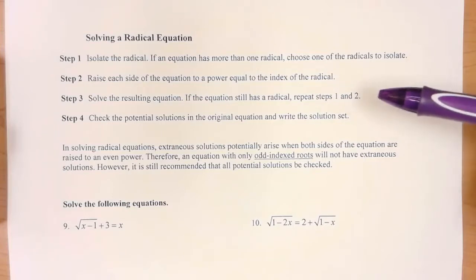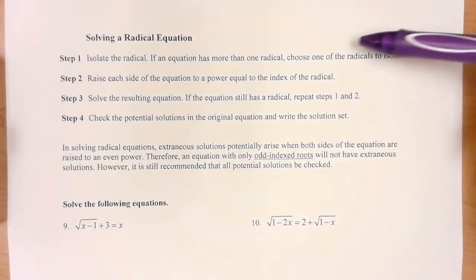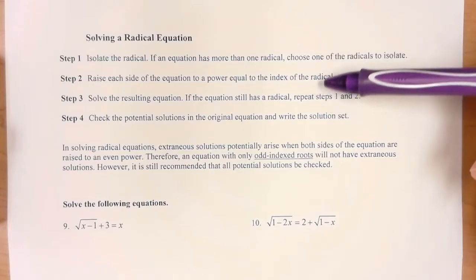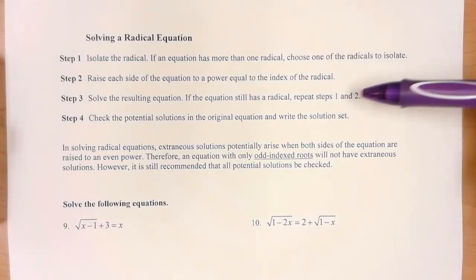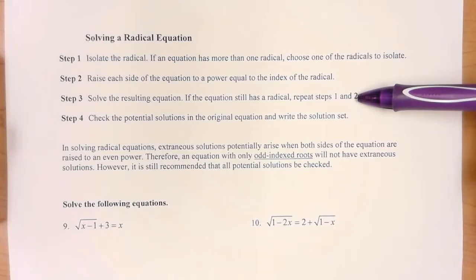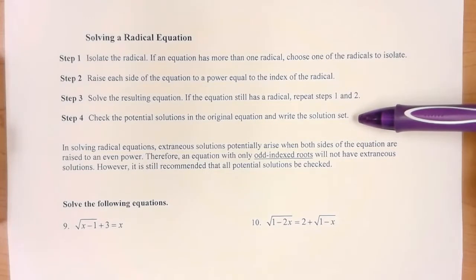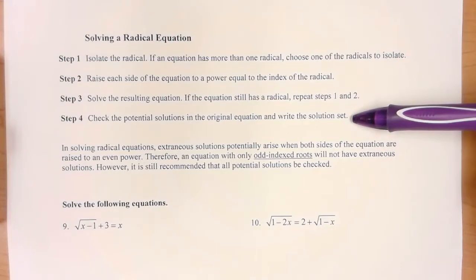Third, solve the resulting equation. If the equation still has a radical, we've got to go back to step 1 and do that all over again until we get to a point where we have no radicals. Fourth, check the potential solutions in the original equation and write the solution set.